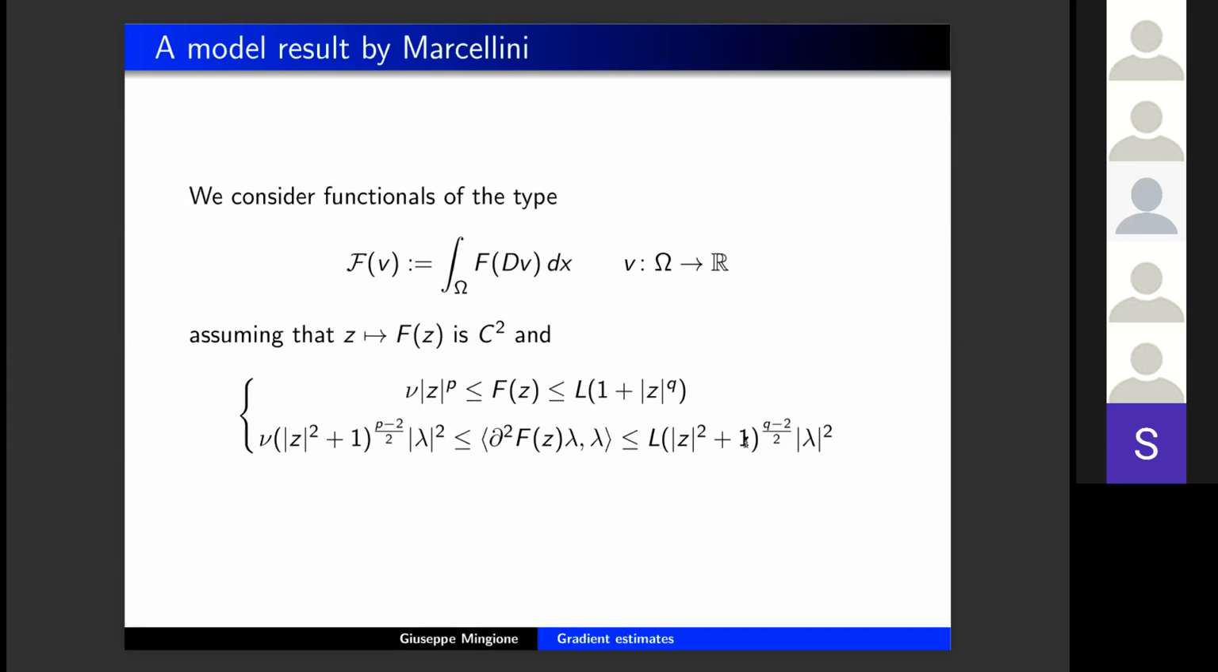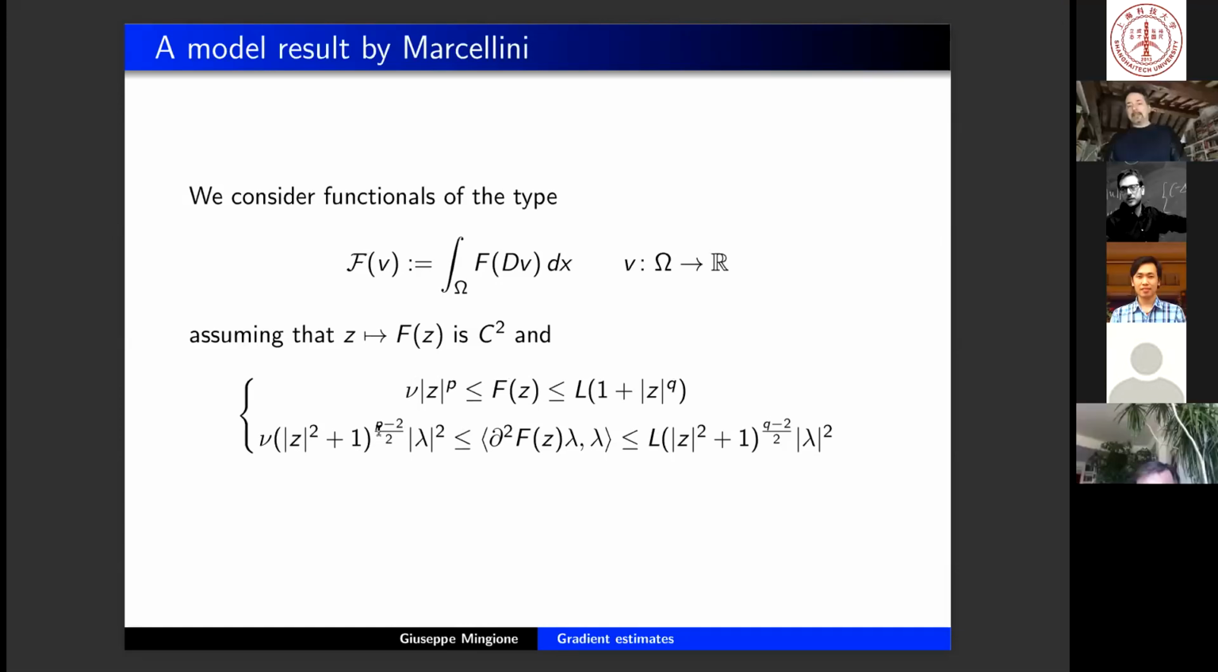So what are you coming up with? Is that the ratio between the highest and lowest eigenvalue grows as |z| to the q minus p. So if q minus p is too large, then this growth is too large, and you might end up with counterexamples to regularity. Actually, you end up with examples of unbounded minimizers. So remember that here we are discussing Lipschitz continuity.